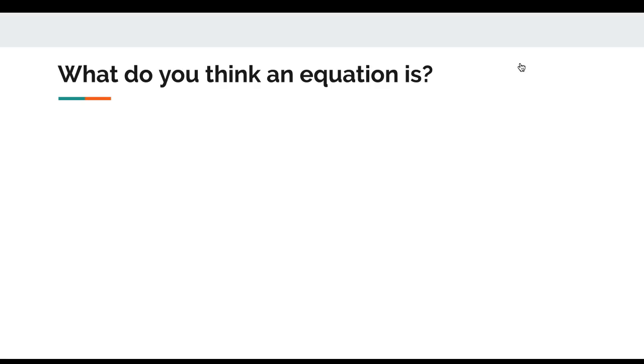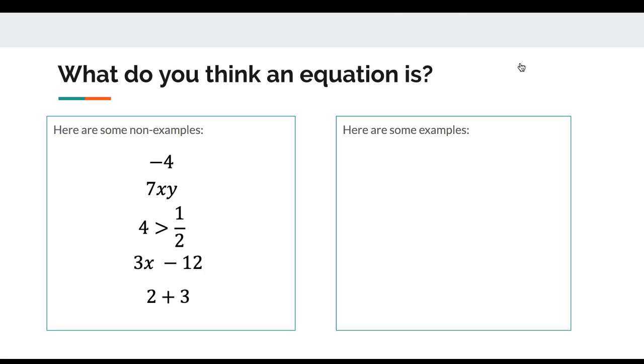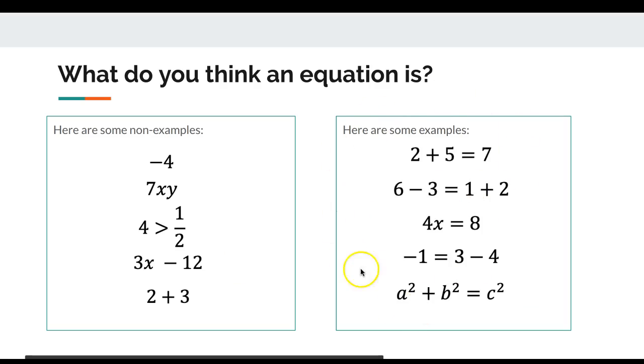An equation. Let's go through this really quick. These are all non-examples of equations. All right. These are basically expressions. This one right here is what you call an inequality because it has that greater than sign. These are expressions on this right side over here. These are all equations. What makes them equations? Because they have an equal sign. If you would take 3x minus 12 and put an equal sign there, plus an equal sign to 2 plus 3, then that would be an equation. But these by themselves without an equal sign are simply expressions.